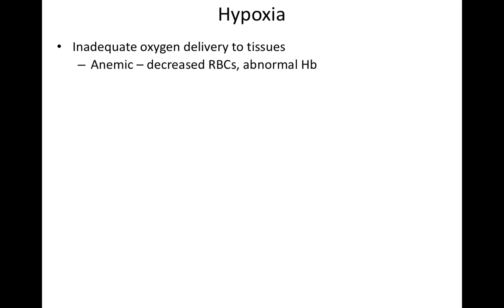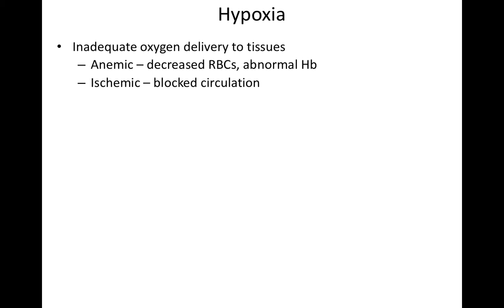Now, when tissues don't have enough oxygen, they become what's called hypoxic. So it just means that we're not getting enough oxygen to the tissues for some reason. There are multiple reasons. So the first would be an anemic hypoxia, meaning that you don't have enough red blood cells or your hemoglobin is abnormal and so it's not carrying oxygen the way it should. So we need to treat the anemia so that we can relieve the hypoxic conditions.